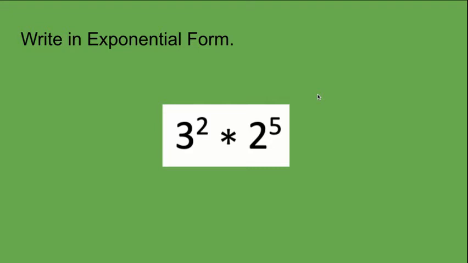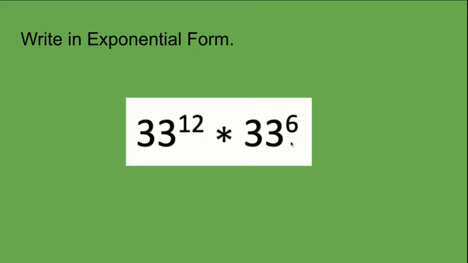So this one cannot be solved because notice their bases are not the same. I have a base of 3 here and a base of 2 here. So I can't say that I'm multiplying 3 by itself 7 times because this is 2 multiplied by itself 5 times. Solve this one.